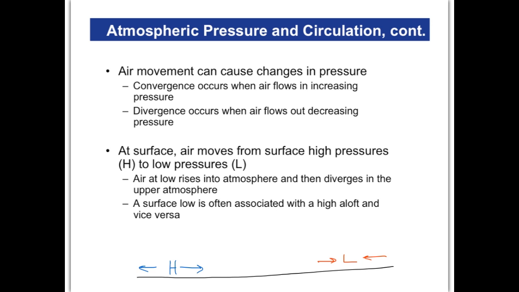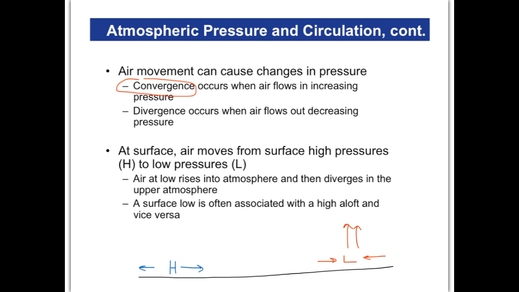Okay, so here's what happens. We call these two different areas convergence and divergence. Right here we would call that a convergent area. Why? Well, because air is converging on this low pressure area. Air is all coming towards the center, and really it only has one place to go. If it converges from all directions, the only place it can go is up. So all this air now is rising up.